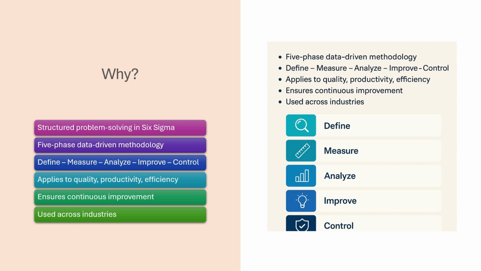We need to understand the 5-phase data driven methodology as a fundamental thing. The core of Six Sigma is the DMAIC cycle. D stands for define, M stands for measure, A stands for analyze, I is improve, and C is control. The core is these 5 terms.